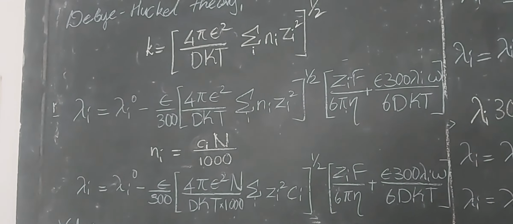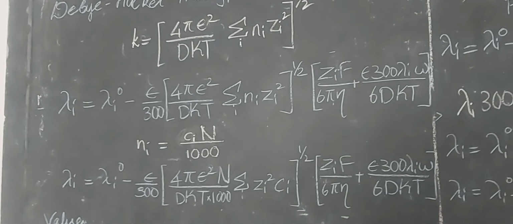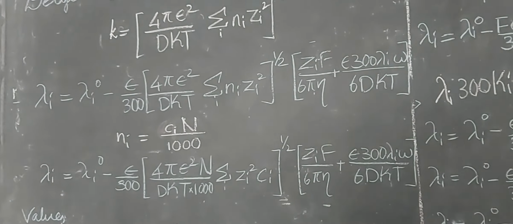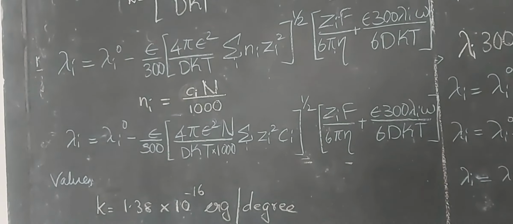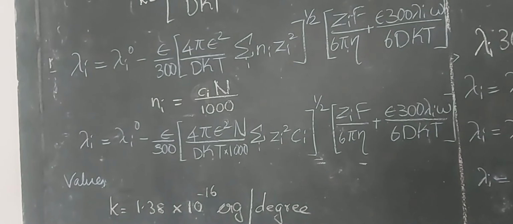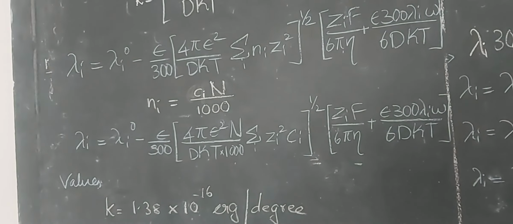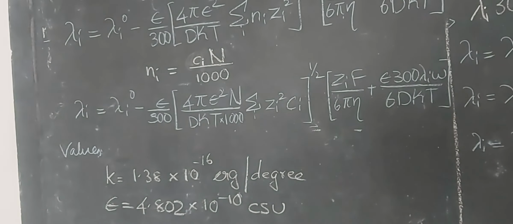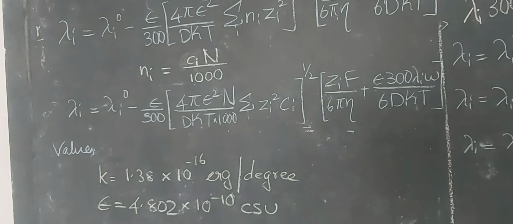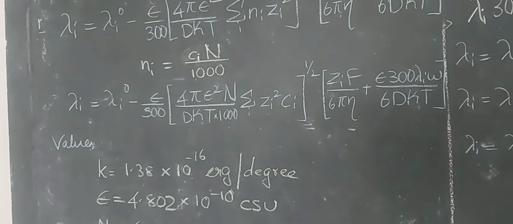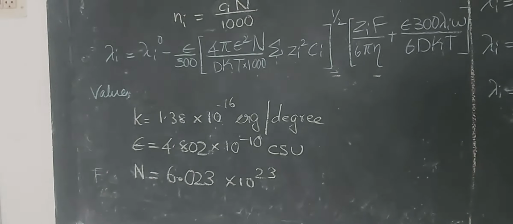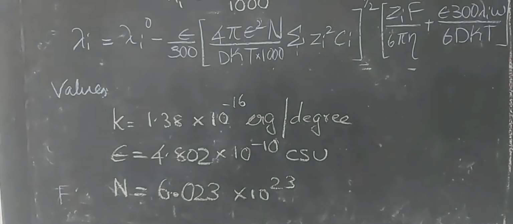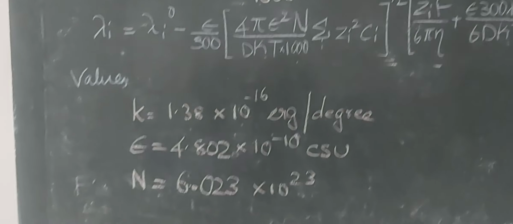If we know the values of constants, we can simplify these steps. What is the value of those constants which is present in this equation? The value of k is 1.38 into 10 to the power of minus 16 erg divided by degree, and the value of epsilon, the permittivity of the solution, is 4.802 into 10 to the power of minus 10 CSU unit. And lastly, we know the value of n. What is n? N is the Avogadro number. What is the value of Avogadro number? 6.023 into 10 to the power of 23.